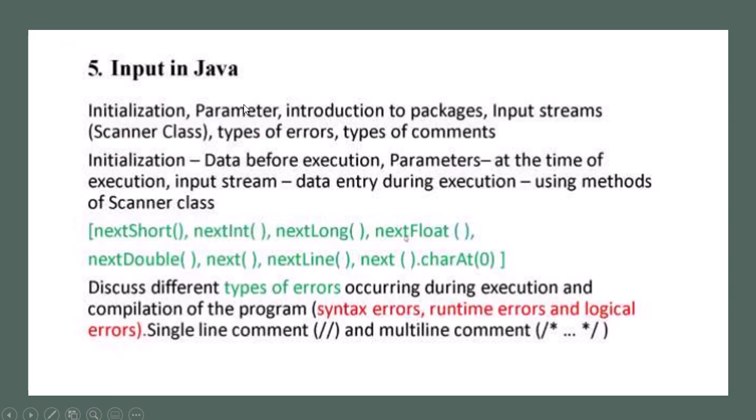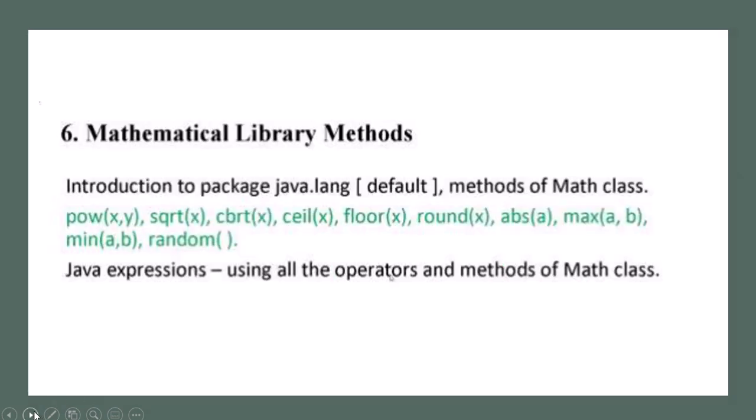The next chapter is input in Java: initialization, parameters, introduction to packages, go through input stream, only Scanner classes, types of errors and types of common statements. So initialization is data before execution, parameters at the time of execution, input stream is data entry during execution, methods and all the methods available in Scanner class. Okay, and discuss the different types of errors, syntax, runtime and logical error, and types of common statements also.